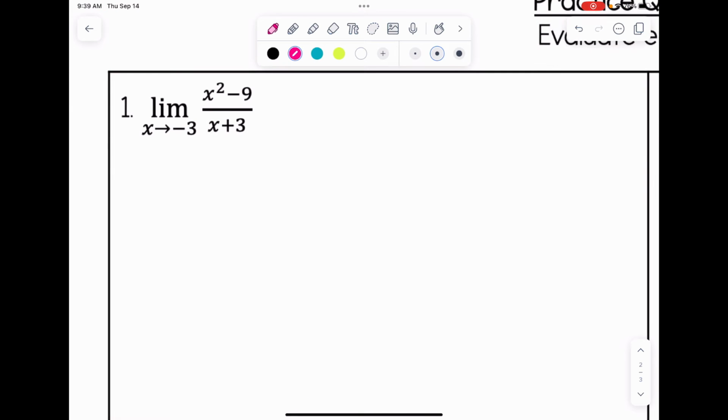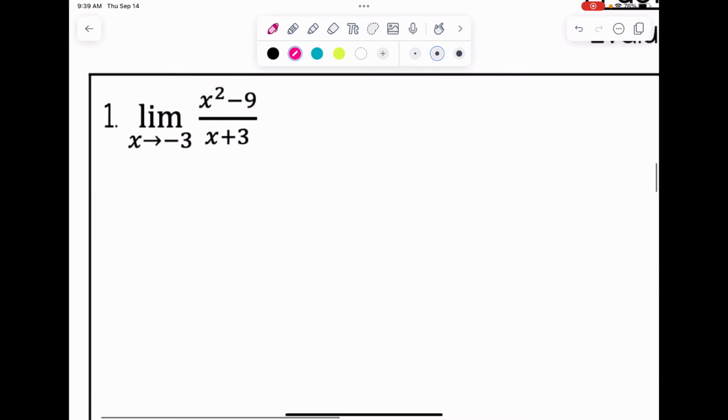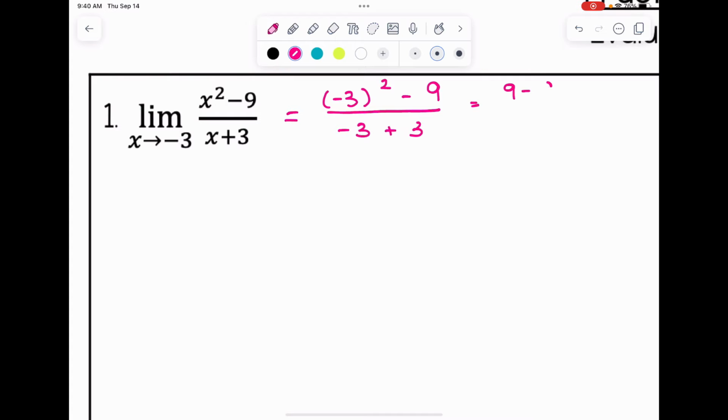All right, number 1, the limit as x approaches -3 of x squared minus 9 over x plus 3. All right, let's say we start by our first method. I don't like to skip this because I want us to remember that direct substitution should always come first. But you can see here that I'm going to get 9 minus 9 over -3 plus 3, which is 0 over 0, or indeterminate. So I'm going to rewrite my original expression by factoring the numerator and denominator.